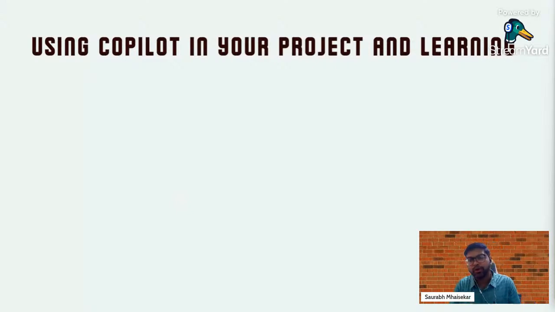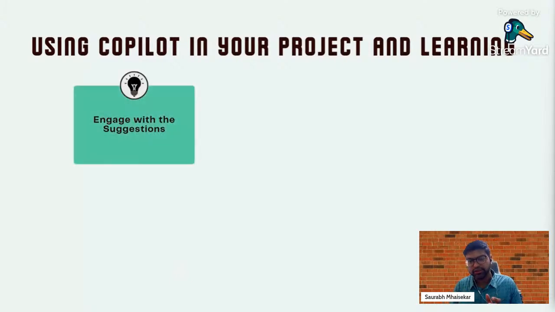So, how you can use Copilot in your project and for your own learning. There are some tips that I have come across while using GitHub Copilot for 3 or 4 years now. The first thing is to engage with the suggestions. When Copilot offers you a suggestion, don't rush to accept it. Take a moment to understand the logic behind the suggestion. It is a fantastic opportunity to learn new things, a new pattern, or discover a completely new feature that you didn't know about. Engaging with the suggestions will help you become a better coder as well as a better software developer.